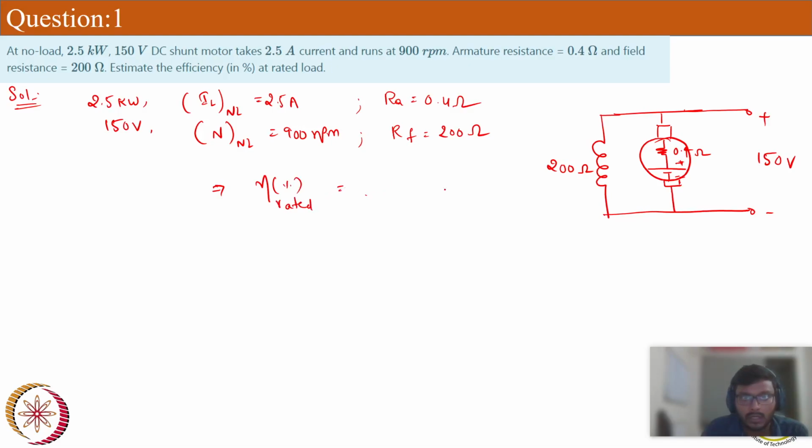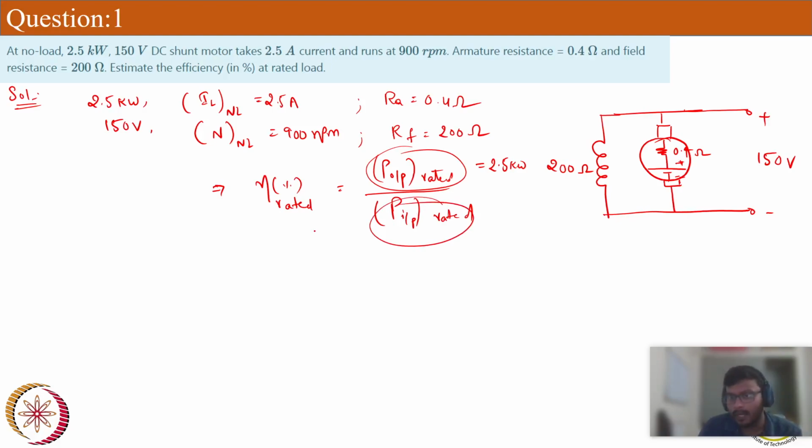Efficiency at rated condition. Now we know the formula for efficiency. That is P output rated divided by P input at the rated condition. In this one we already know the numerator, which equals 2.5 kilowatt. We just have to calculate the input rated power and then we will take the ratio. That is simple. Now let's see how we can calculate this input rated power. Can anyone tell me the formula for input rated power?